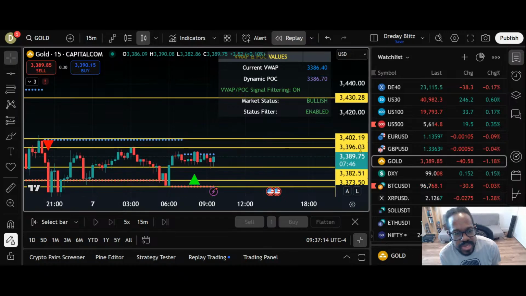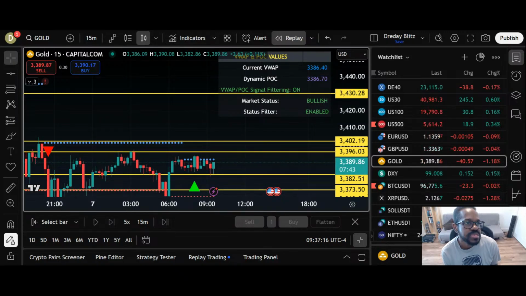So this is the biggest TP here. That'll be this level.